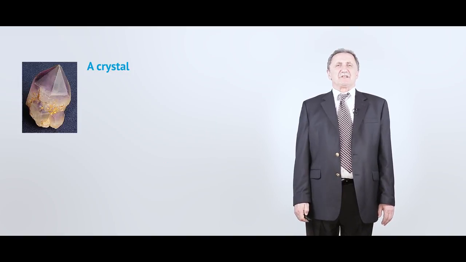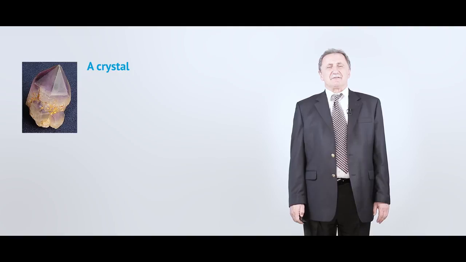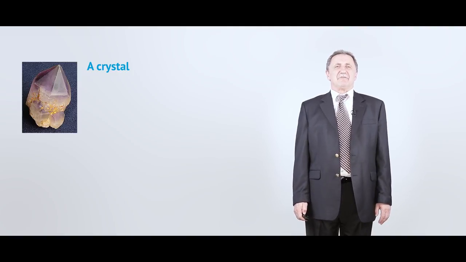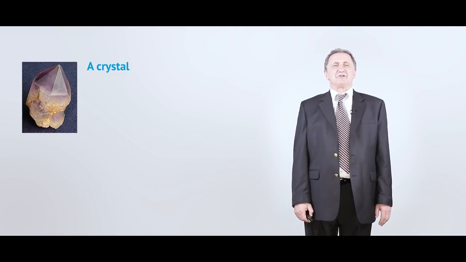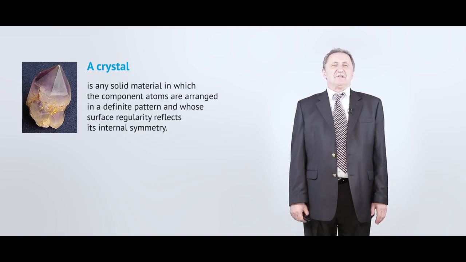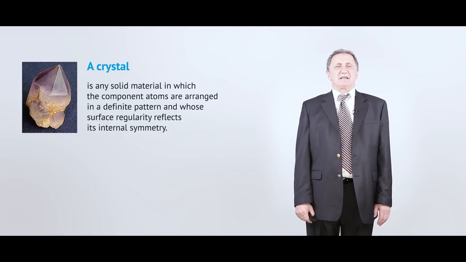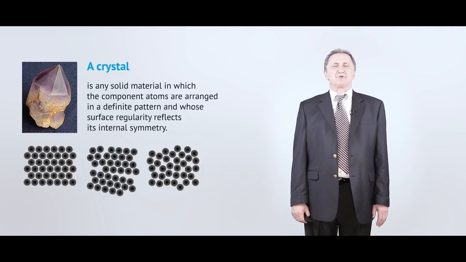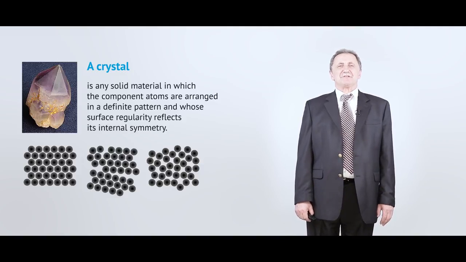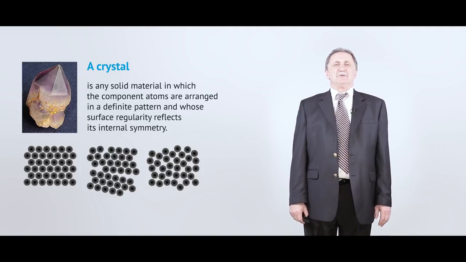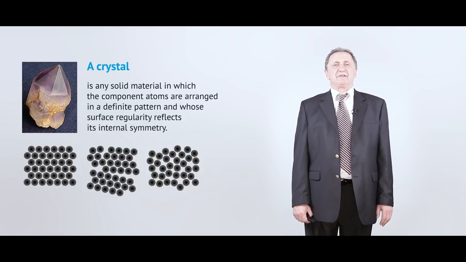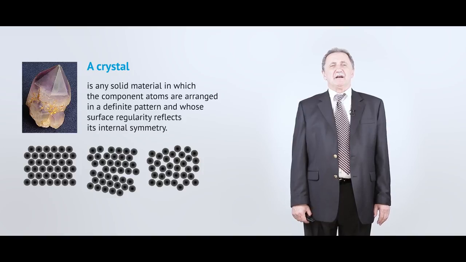So now let's start with crystals. How to describe crystals? How many different types of crystals do we have? In order to describe this, let's try to give a definition of a crystal. In the simplest case, we may say that a crystal is a solid material, that's for sure. However, we have some exemptions, so we can talk about liquid crystals in principle. But typically it's a solid material in which components, atoms, are arranged in very definite patterns, and whose surface regularity reflects the internal symmetry of this packing.